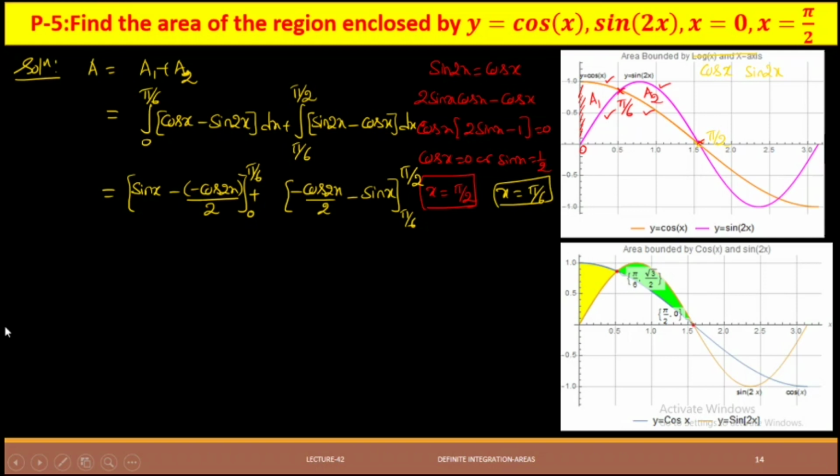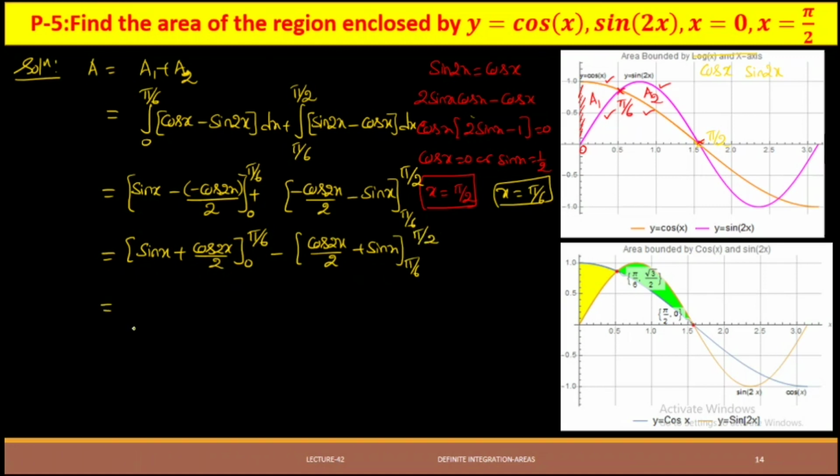Now I have got the cursor. That is equal to sin x plus cos 2x by 2, from 0 to pi by 6, minus cos 2x by 2 plus sin x, with the limits pi by 6 to pi by 2.